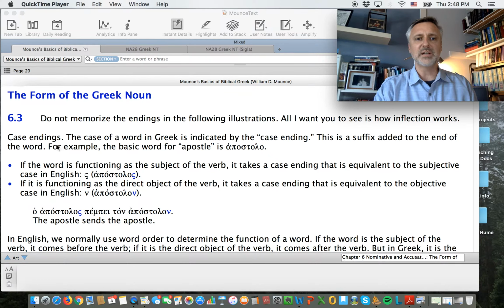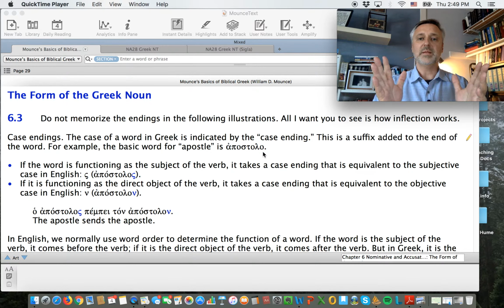And he basically talks about this idea that a word or a noun in Greek, such as apostolos, and here we have apostolos. And what he's done is he's listed the stem of the word. And what we're going to find out is that stems of words either end in an omicron, and that makes them what we call second declension, or they end in an alpha or eta, which makes them a first declension.